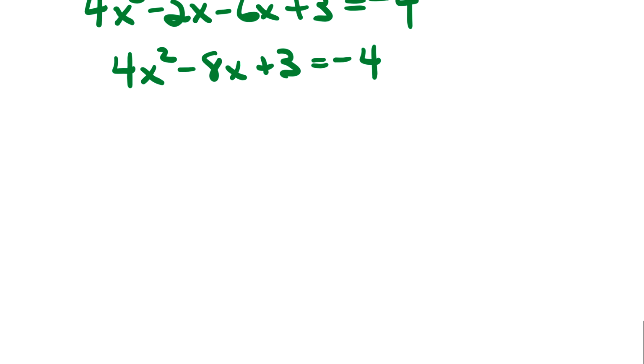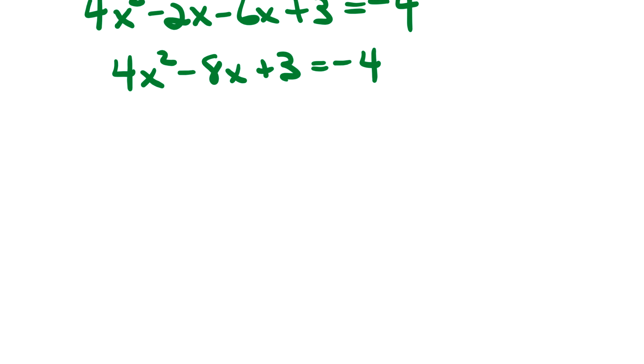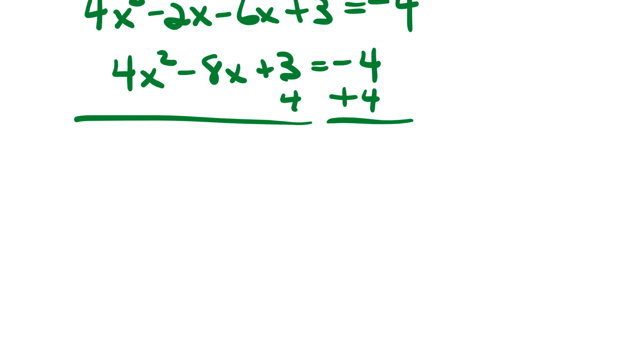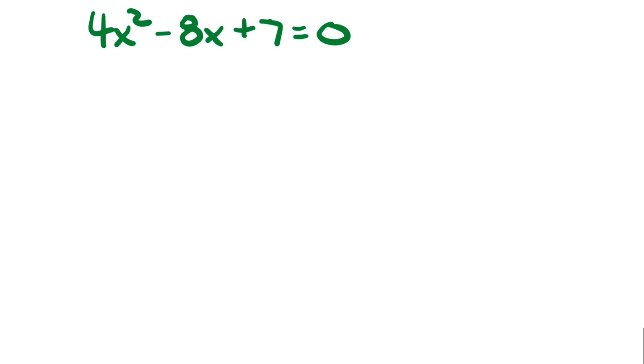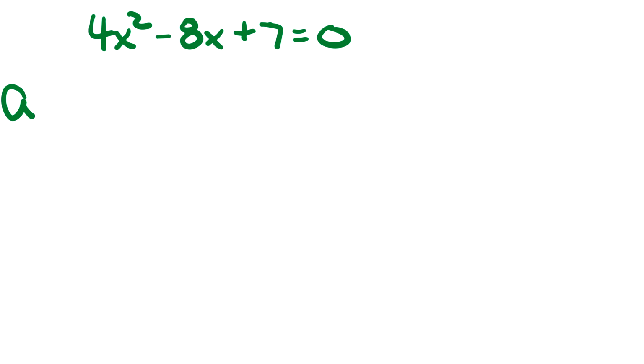Quadratic equation's evident. So now I've got to get this quadratic equation equal to 0, so I'm going to add 4 to both sides. Where I end up with 4x squared minus 8x, and that's going to be plus 7, that equals 0. Standard form now, the equation is equal to 0, all good stuff. And now I can list my values for a, b, and c. So a equals 4, b equals -8, and c equals 7.